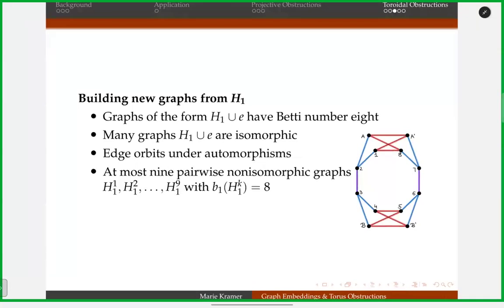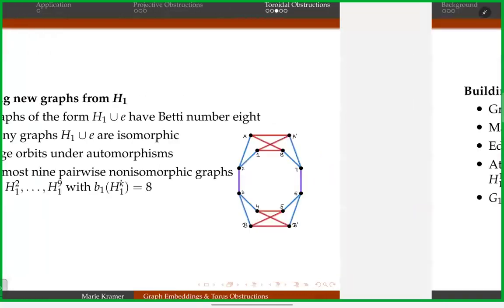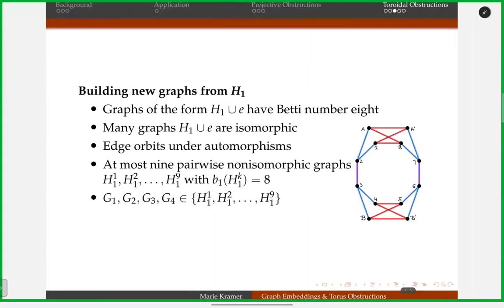What we found using these edge orbits and some other observations about these graphs is that there are at most 9 pairwise non-isomorphic graphs we can build in this way. We didn't go through and carefully check that they're really all non-isomorphic. Once we get it down to 9, we're like, okay, we can do this now. So there's at most 9 of these. And after some analysis, we found that actually 4 of these graphs are showing up on our list.